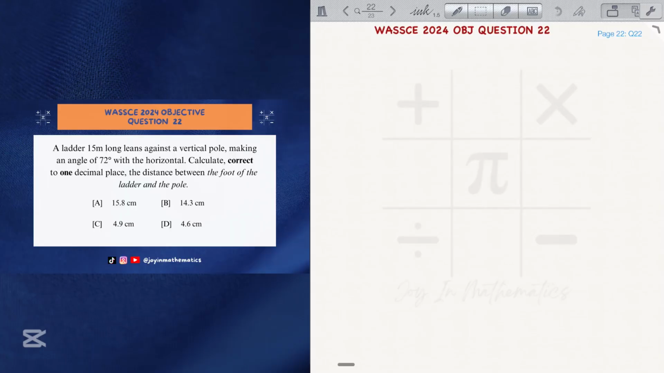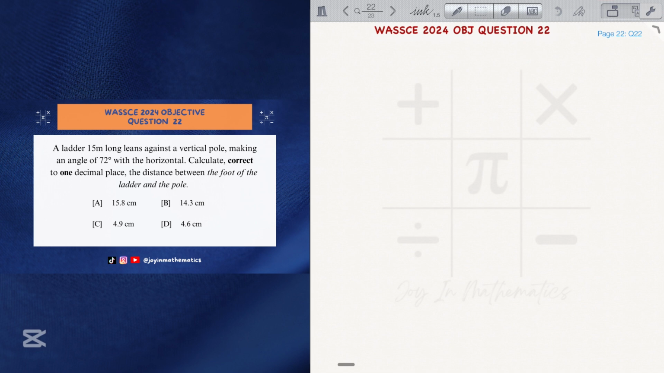Now moving on to question number 22 of WAEC 2024, the objective part. We have a question here that involves trigonometric identities or trigonometric ratios. The question says a ladder 15 meters long leans against a vertical pole and makes an angle of 72 degrees with the horizontal. Calculate, correct to one decimal place, the distance between the foot of the ladder and the pole.